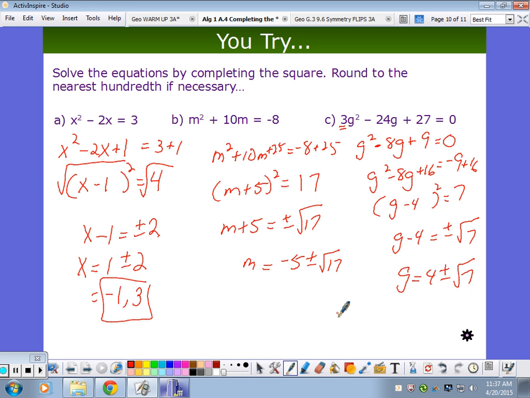Yes? When do you put the plus or minus on the 17? What's the question? When taking the square root, you take the square root of one side, you've got to take the square root of the other. But I want the plus or minus square root. That's where this is. Okay.